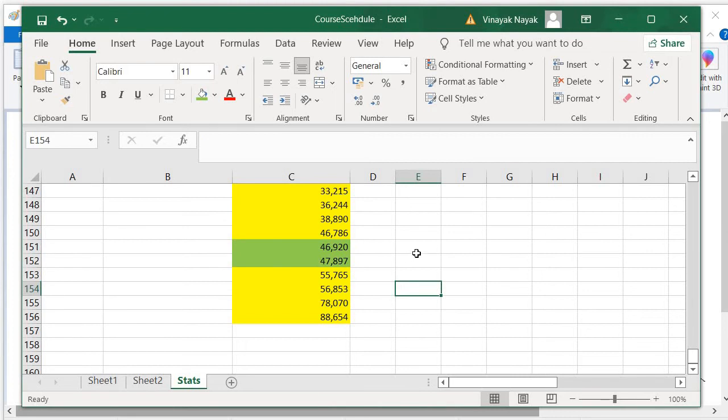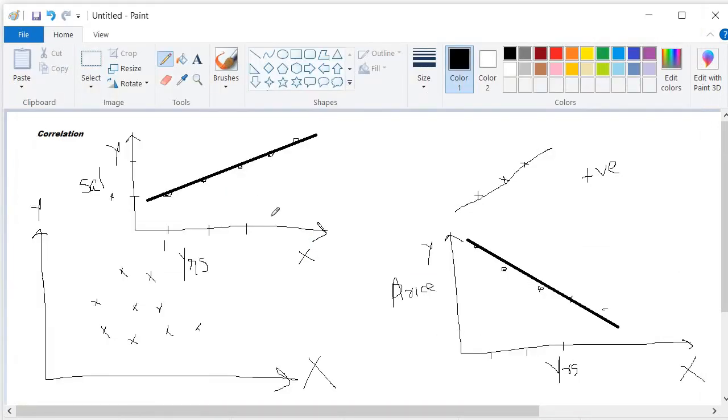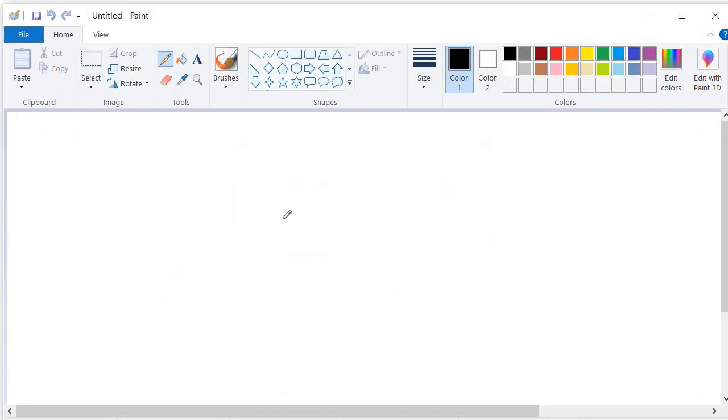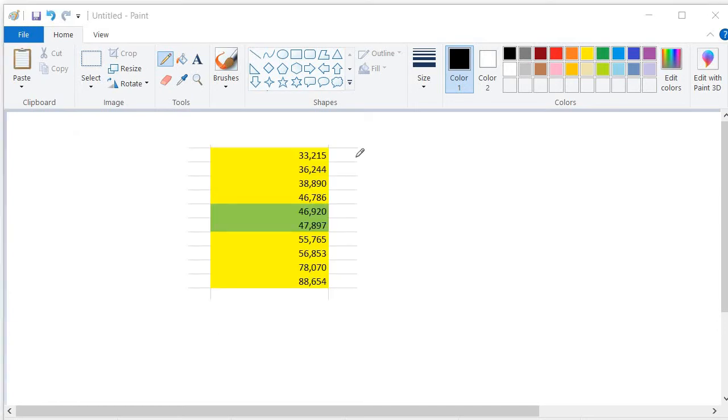Let me take a screenshot of this. Okay, I have taken the screenshot, and now it will be easier for me to explain. In between these two lines is your median. I know my diagram is not so good, I'm not so good in drawing. But this is the median, which is in between these two lines.